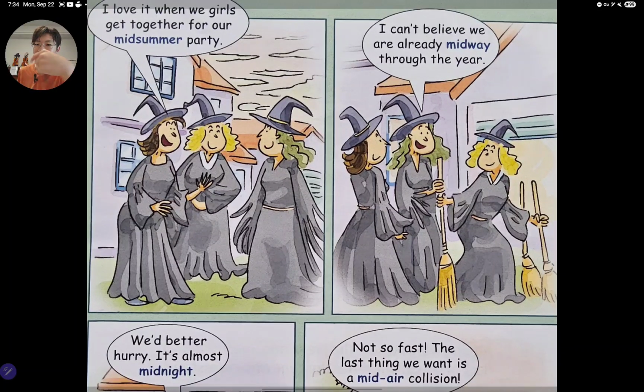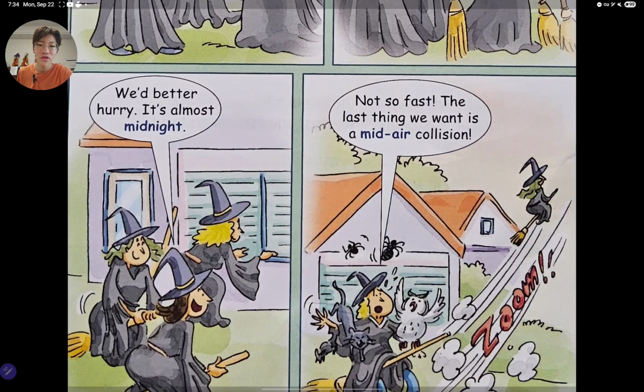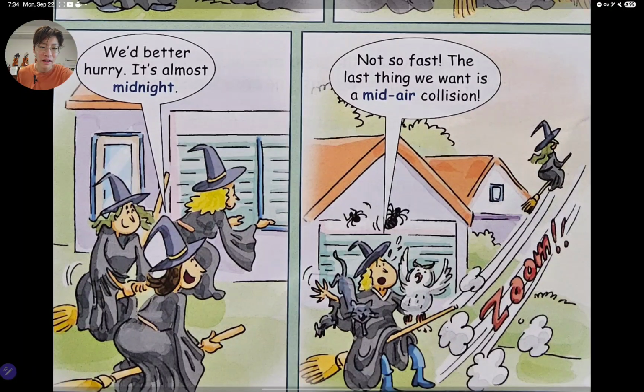I love it when we girls get together for our midsummer party. I can't believe we are already midway through the year. We better hurry. It's almost midnight. Not so fast. The last thing we want is a mid-air collision.